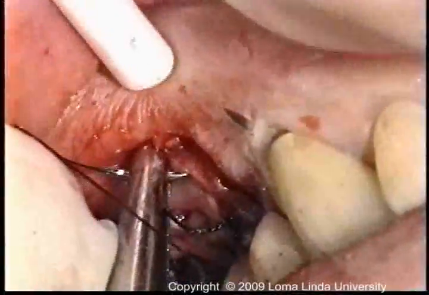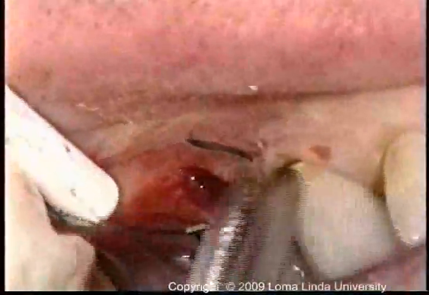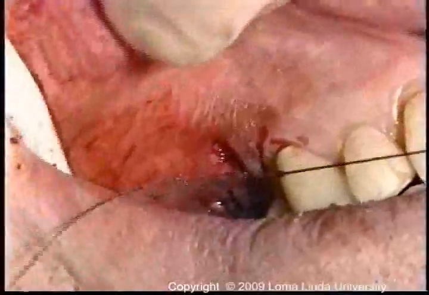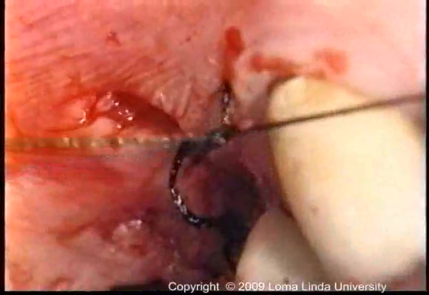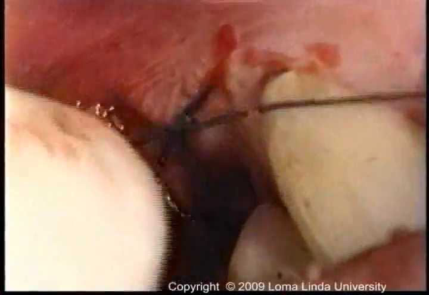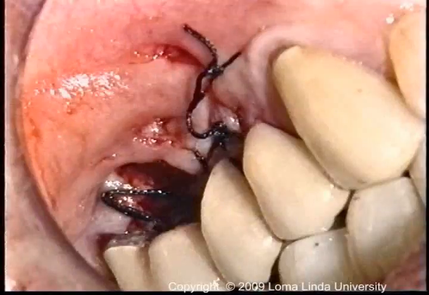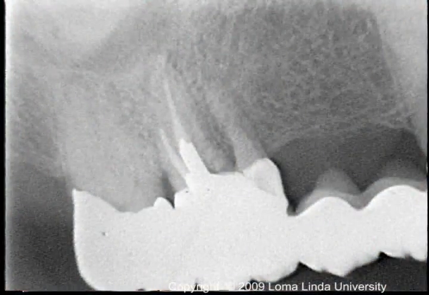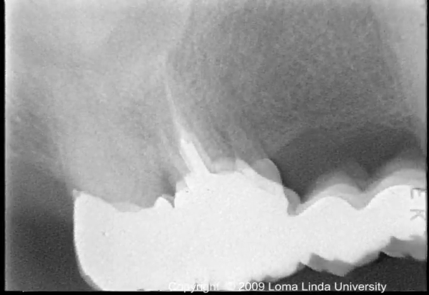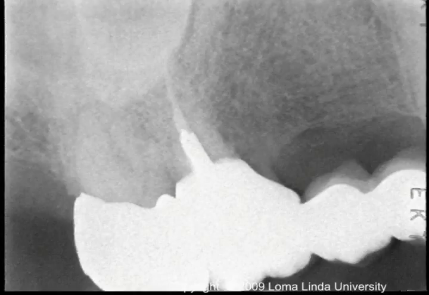The vertical incision is closed with an interrupted suture. Written post-operative instructions are provided to the patient. Appropriate antibiotics and analgesics are prescribed. The surgical site is examined. The preoperative radiograph depicts an extensive lesion around the mesiobuccal root. The postoperative radiograph shows the mesiobuccal root removed and the crown recontoured.